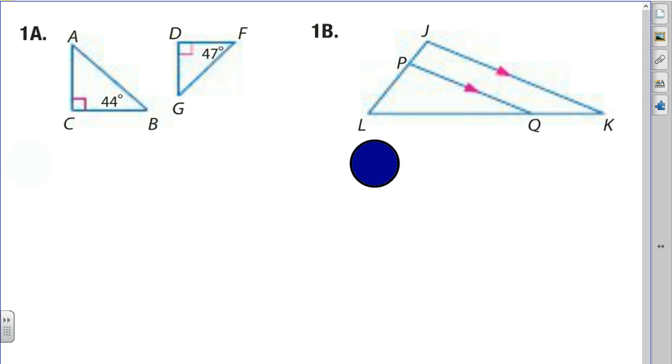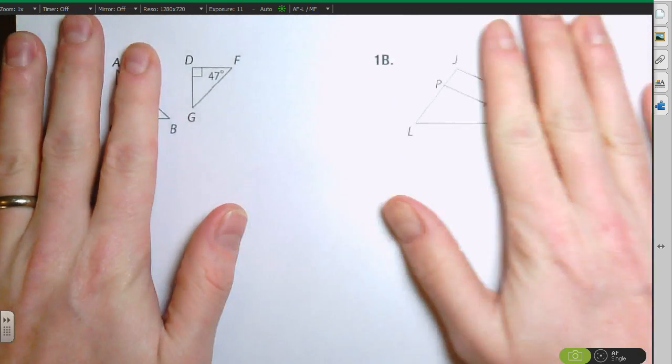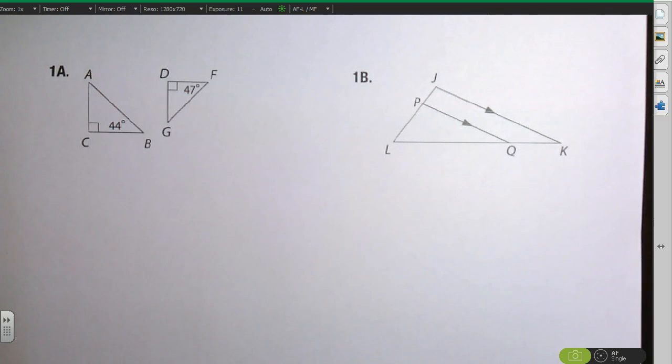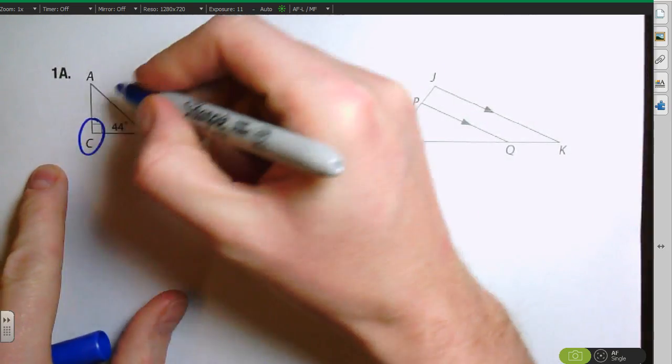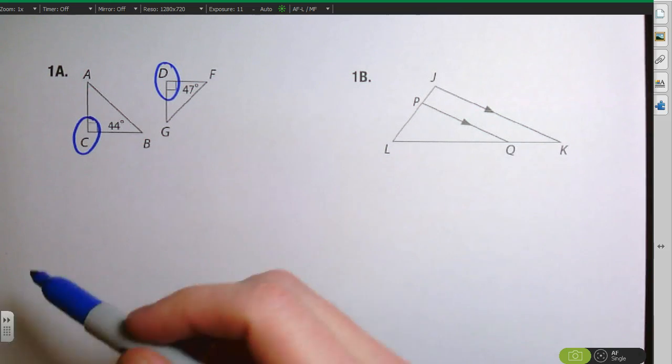Okay, so number one, or 1A, I should say. The question is, are these similar? Now, what we need to do for this right now is prove that we have two pairs of congruent angles. We already have one pair of congruent angles because we have right angles. So D and C are congruent, so we're good there. So the next question is basically, are the other two pairs of angles congruent? And some of you would instantly say, no, B and F aren't the same.